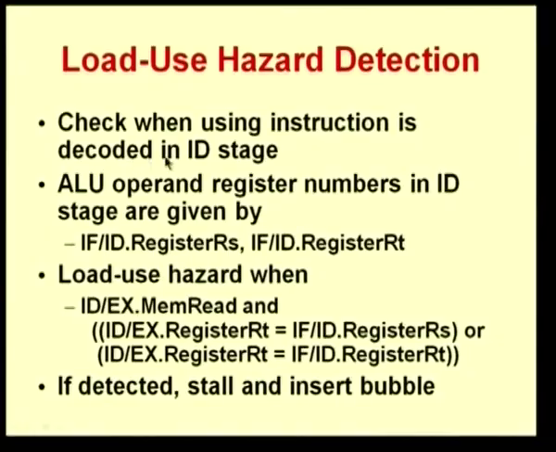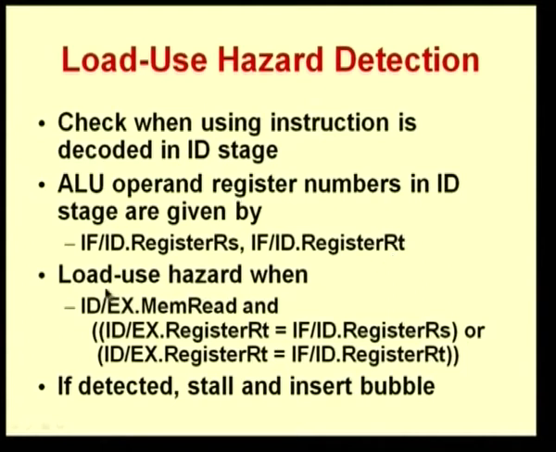Okay. So let us see how we do this stall. To do the stall, what we do is we check when the using instruction is decoded in the ID stage itself. When I talk about decoded in the ID stage, that means I am talking about using the information which is there in the IF/ID registers. So the ALU operand register numbers in the ID stage will actually be given by these registers, that is in the IF/ID pipeline register, register RS and register RT. These are the operand registers.